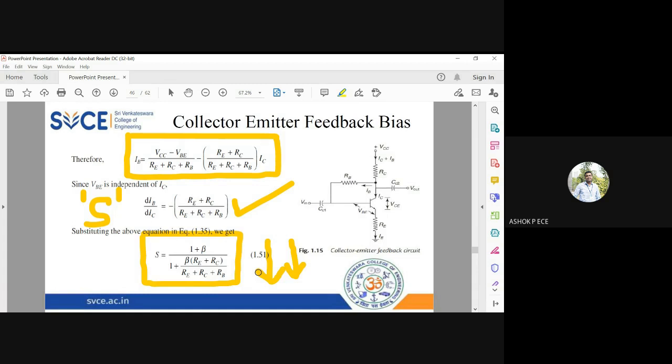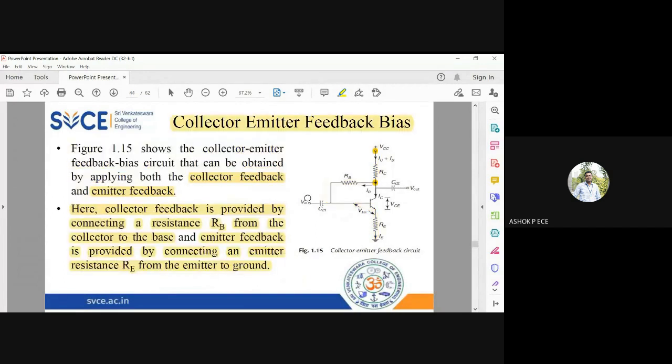Any doubts you have in collector emitter feedback bias, please ask if you have any doubts in this type of feedback bias. Are things clear to you?